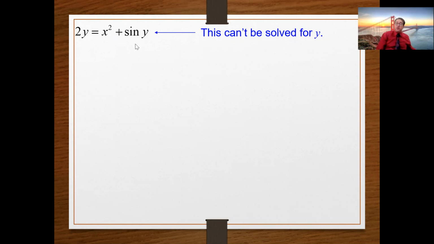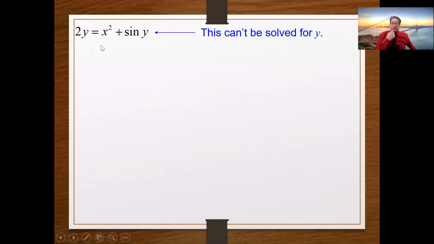What is the derivative of sine y? Positive cosine y. But multiply by what? Dy over dx. Did you understand? Multiply by dy over dx because it's y, not x.